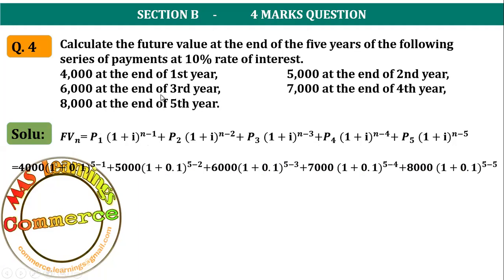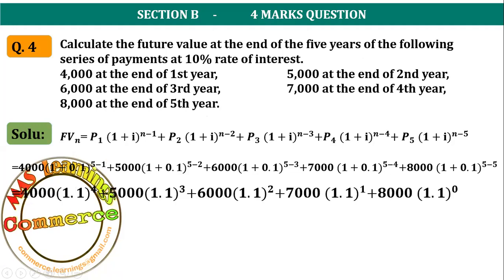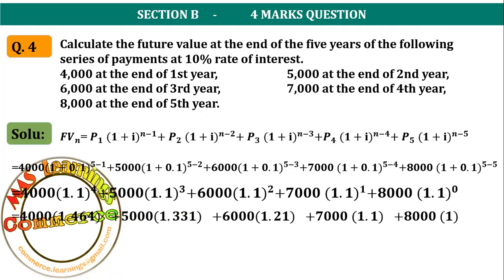Now, if we have to simplify this one, 0.1, that is 10 divided by 100, that is 0.1. The same thing we have to write now. 4,000, that is first year, into (1 plus 0.1) to the power of n minus 1. N means how much? 5 years. 5 minus 1, this is first year. So 5 minus 2, 5 minus 3, 5 minus 4, 5 minus 5. If we simplify, we will get this much of answer. Likewise, you have to calculate the discount rate, and you will get the future value after 5 years, that is 35,471. 471 answer you are going to get.